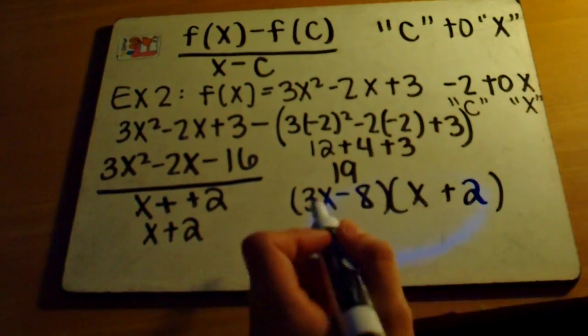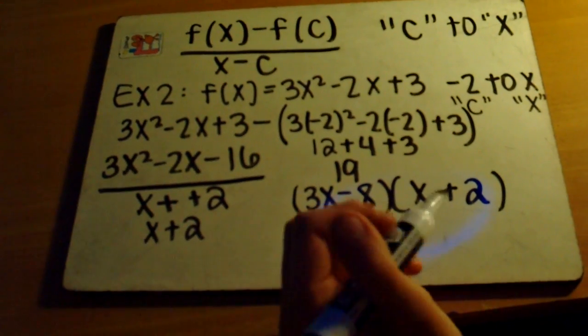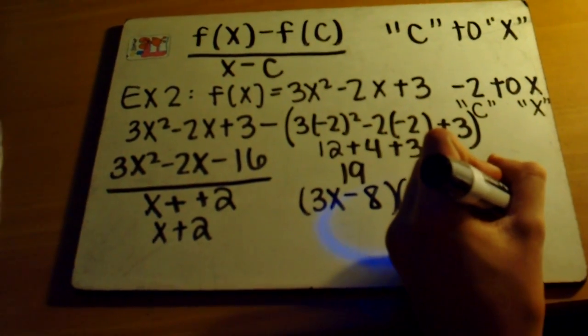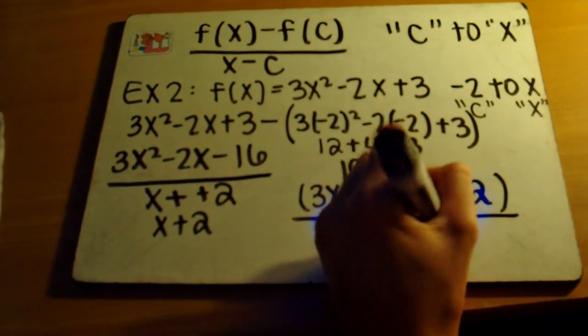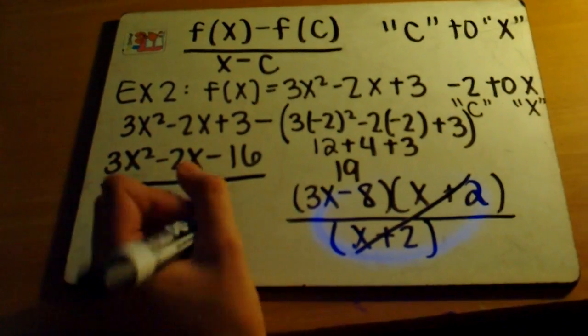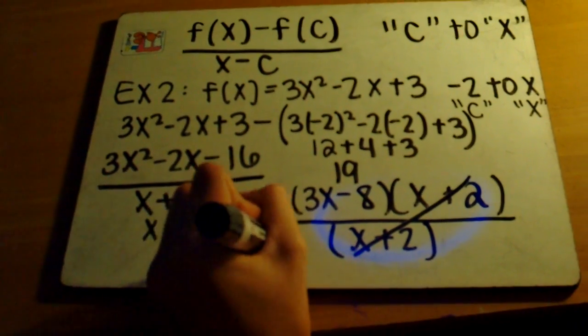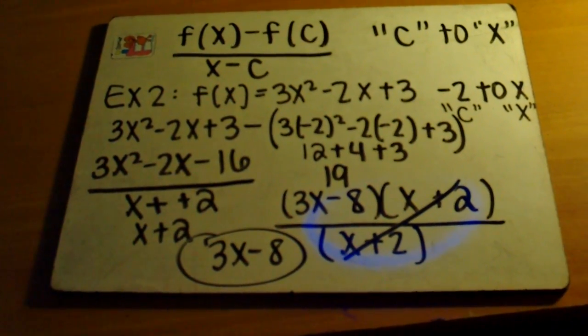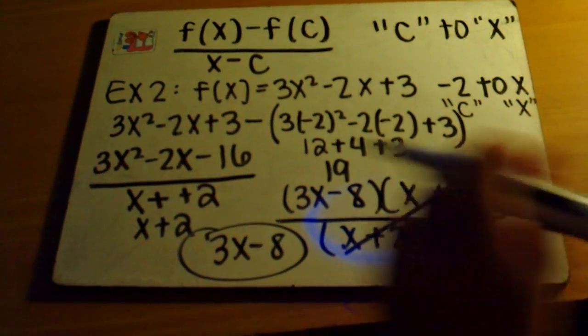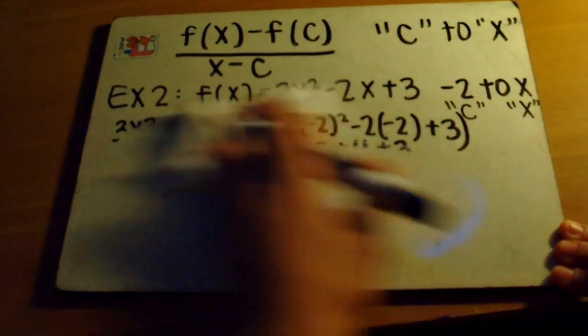And as you can see, that'll get us to 3x squared minus 2x minus 16, all over x plus 2. And as you can see, these two will cancel out, leaving you with an answer of 3x minus 8. And that would be the average rate of change. And it would also be the slope of the secant line.